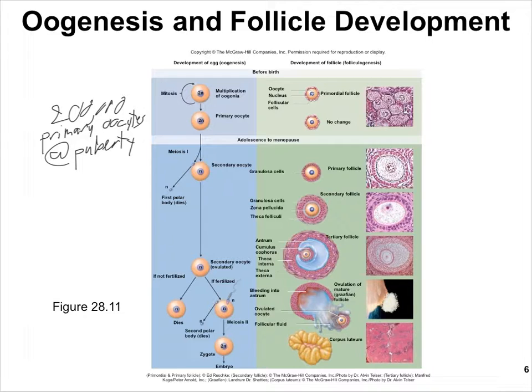So at the start of each monthly cycle, FSH, follicle stimulating hormone, will begin to stimulate a cohort of oocytes to complete meiosis 1. So that is happening right here, and FSH is stimulating that.